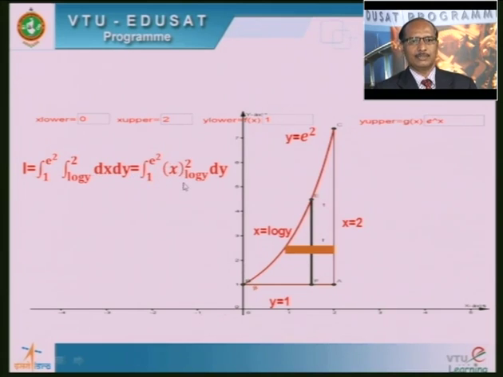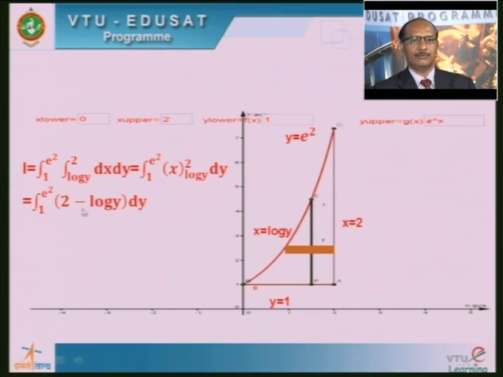Now putting the limits log y and 2: put x equal to 2 minus x equal to log y, that becomes the integral 1 to e square of 2 minus log y. After the integration, it becomes a function of y. Now one more integration, with respect to y: the integration of 2 minus log y with respect to y.